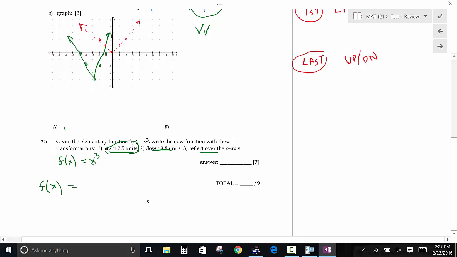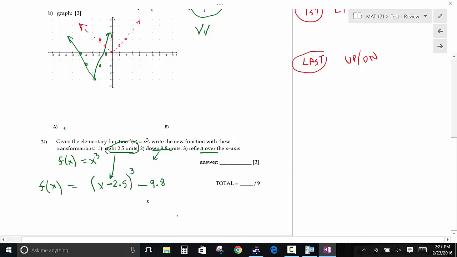Not after the x. Anything that you do to change x has to be inside of the operation we're doing. The operation is taking something to the third power, so you put that 2.5 in there like that. Now, if you're going to the right, do you put plus or minus? Minus. Remember, plus is left, minus is right. Now, where do you put the 9.8 if I want you to go down 9.8? Outside the function, and since it's down, you subtract, like that. So it's all about where these things are.